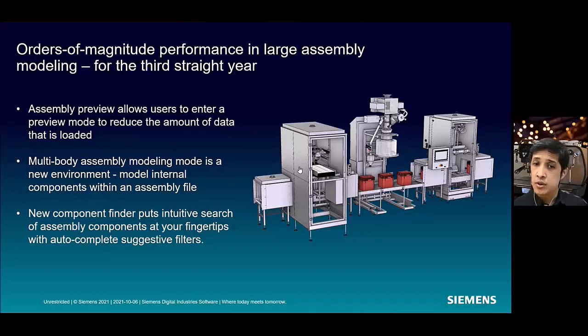We also have a new multi-body assembly modeling mode that creates and edits components within a single assembly file. What this means is that internal components live within the assembly file, so no part is created on disk. Multiple internal components can be edited together, and this works with synchronous or ordered mode for part or sheet metal. Lastly, there is a new and very intuitive component finder which auto-completes your searches as you type looking for components.